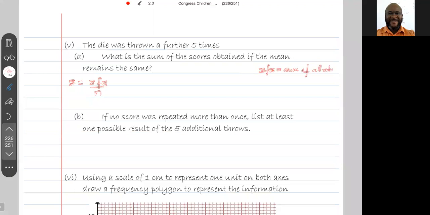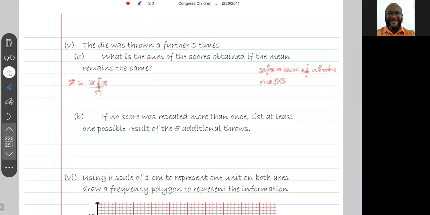Or in other words, that's the sum of the scores. Now, the die was thrown a further 5 times. Tell me if you agree. N is now equal to 35. It was thrown initially 30 times. It was thrown an additional 5 times. So now the die has been thrown in total, a total of what?